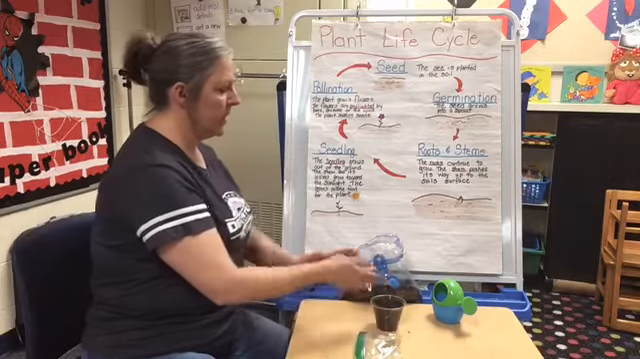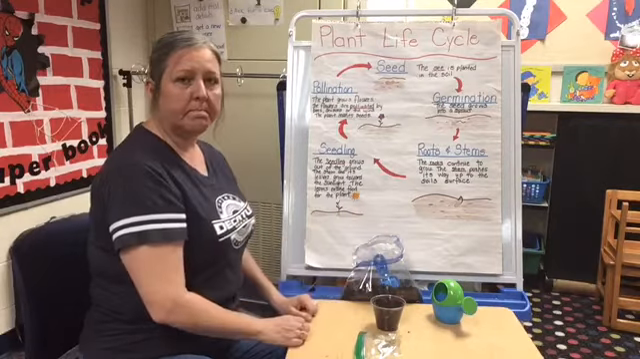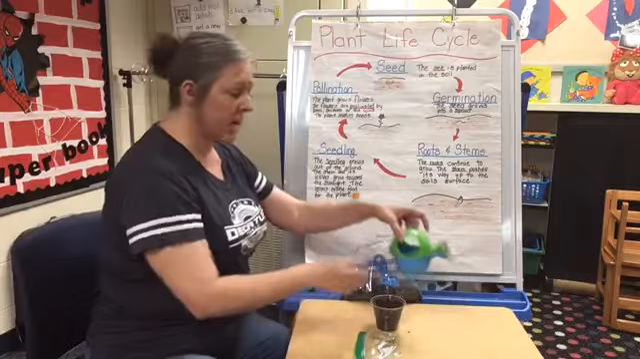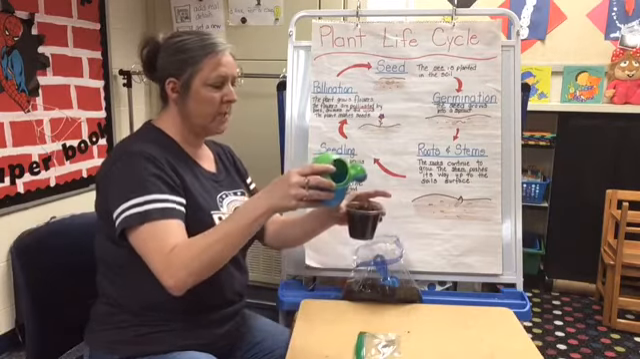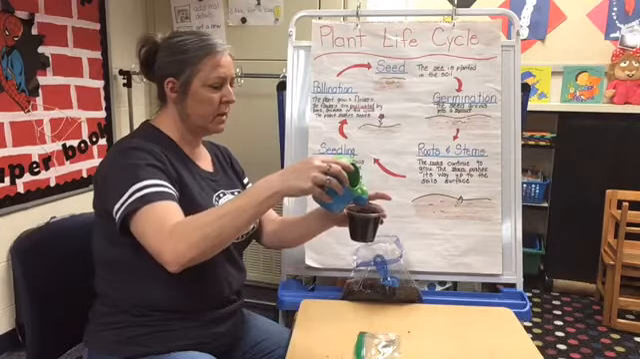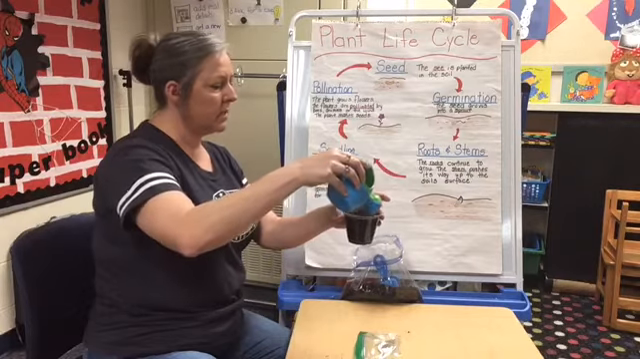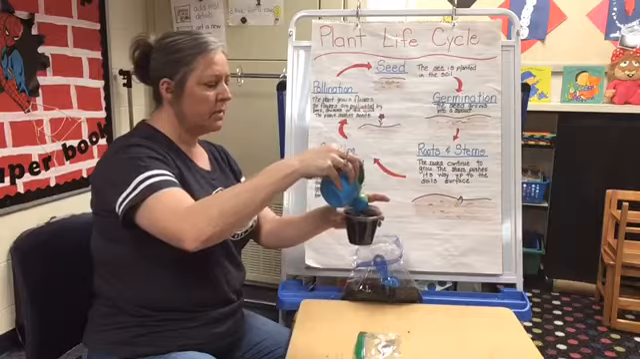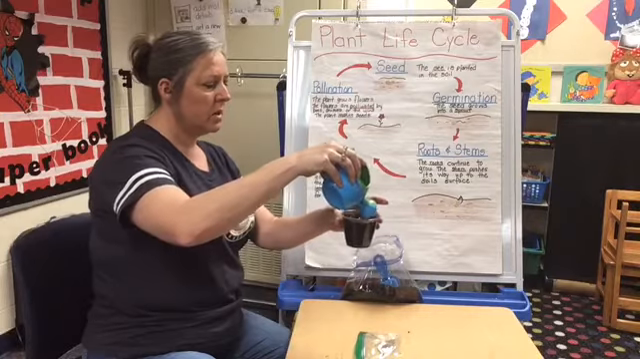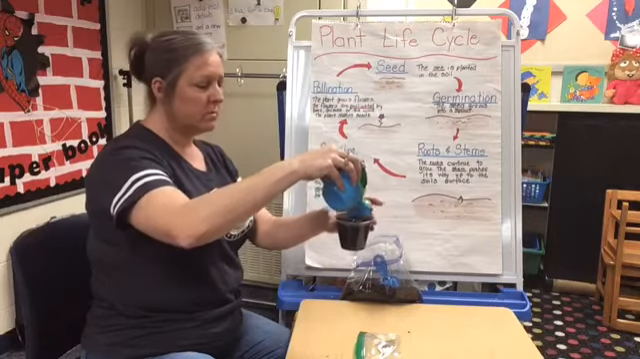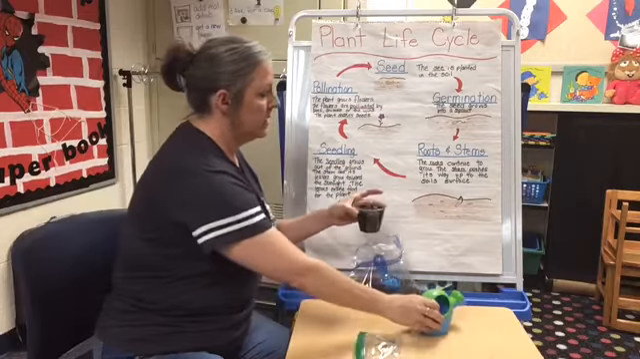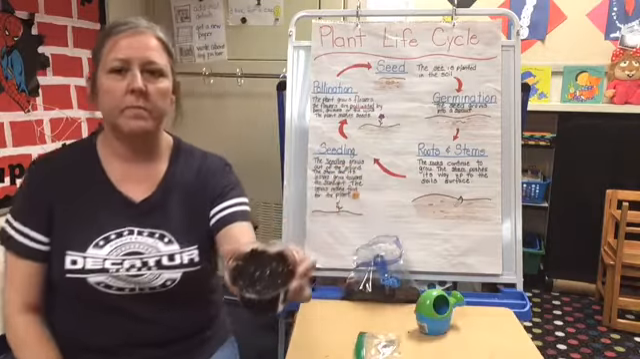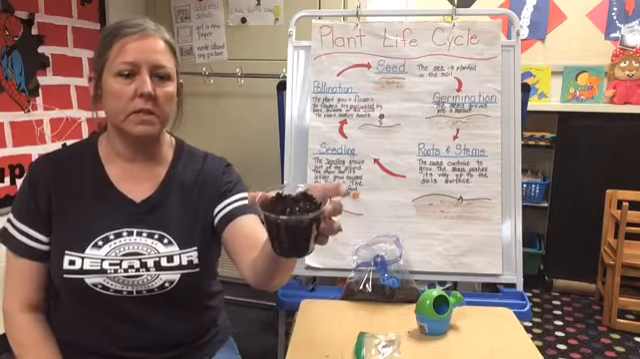What step do you think we'll do next, friends? You're right, we need to water it. So we're going to take our little watering can and give our pot a little bit of water. You don't want to give it too much. If you give it too much, they'll drown, just like if you get too much water in a pool. So we gave it some water. Our seeds are all covered with the dirt.